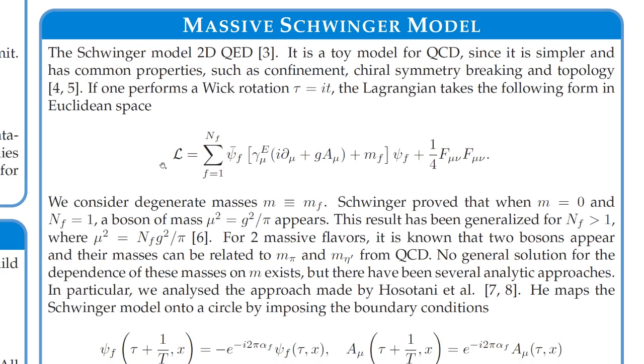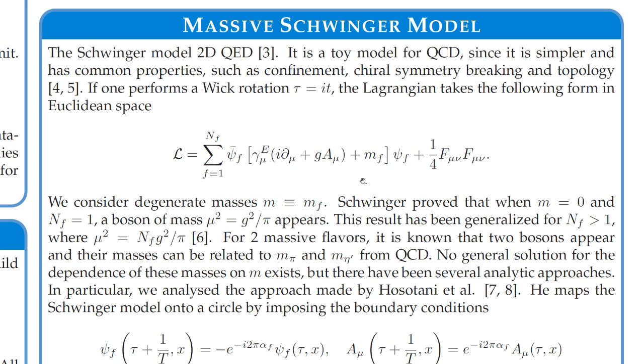One simple model that is commonly used in the lattice community is the Schwinger model, which refers to quantum electrodynamics in two dimensions. It is used because it has common properties with QCD, for instance, confinement, chiral symmetry breaking, and topology. The Lagrangian is given by this expression here.